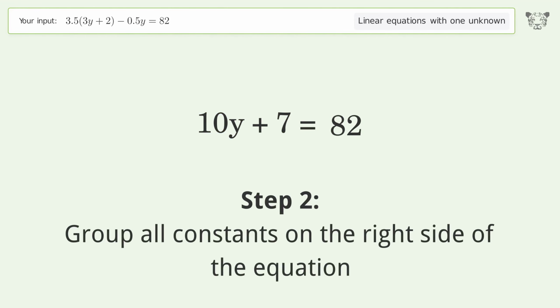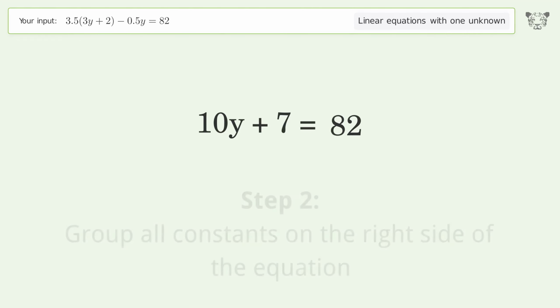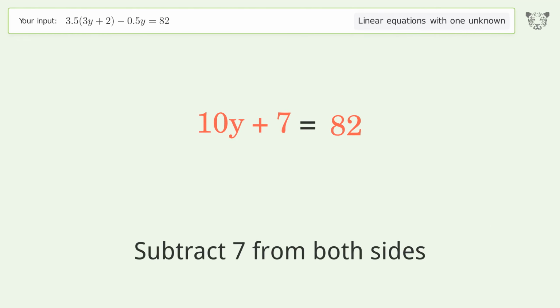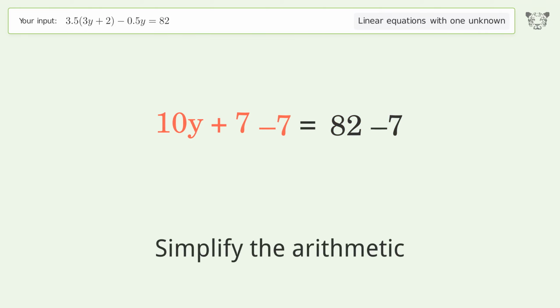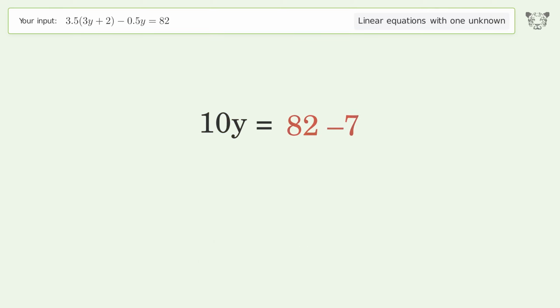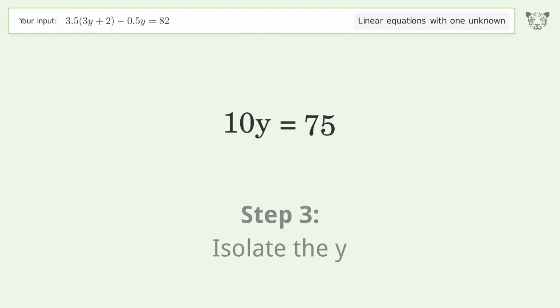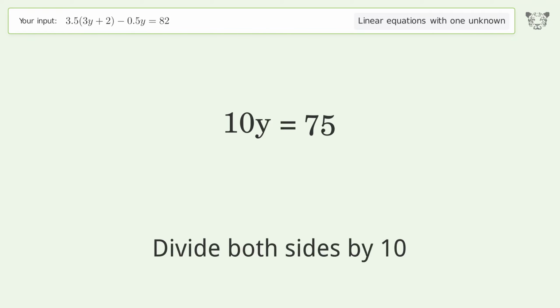Group all constants on the right side of the equation. Subtract 7 from both sides. Simplify the arithmetic. Isolate the y. Divide both sides by 10.